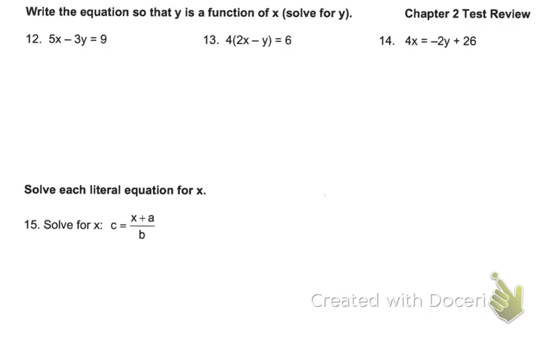This is the video solutions for numbers 12 through 15, literal equations. So for 12, 13, and 14, it says solve for y. So that means we want to get y by itself on one side of the equal sign.